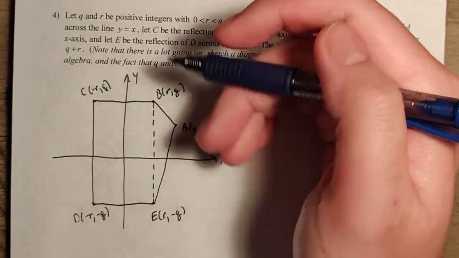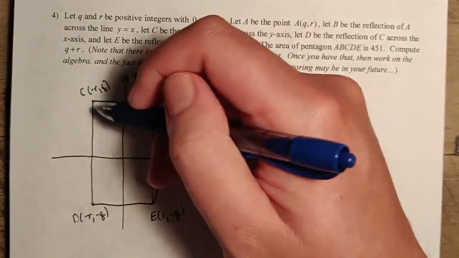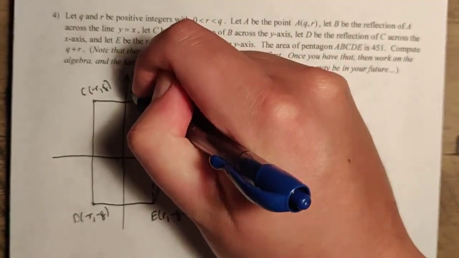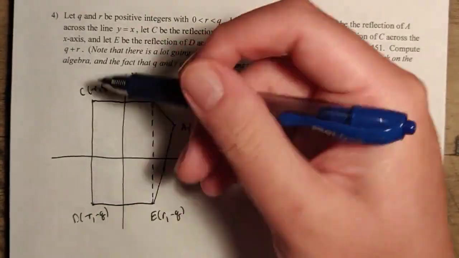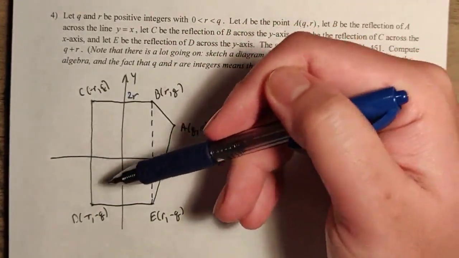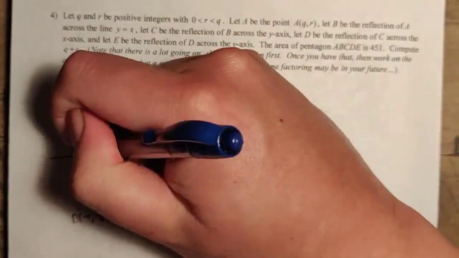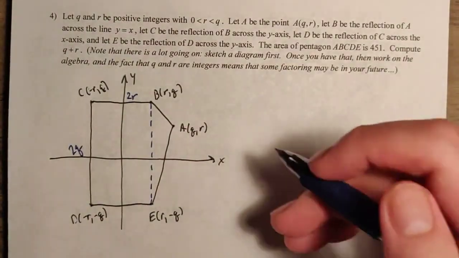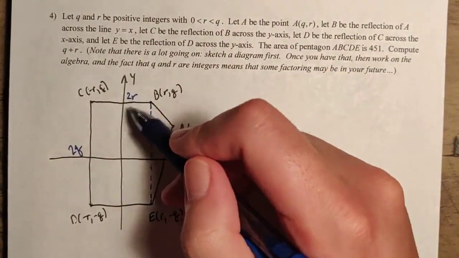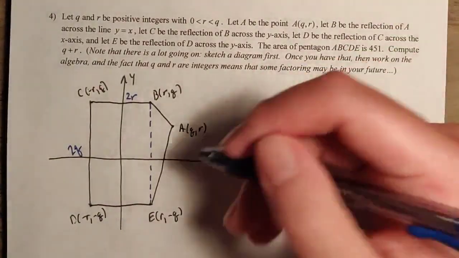Now, note that this rectangle has pretty easy dimensions here because we go from R to negative R. This is a distance of 2R here, so we have 2R in this case. And here from C to D, it's 2Q, right? Because we're Q units above the x-axis and then go Q units below it. So we have 2Q here. All right. Now, we know that the area of this is going to be 2R times 2Q, which is the rectangle. Now we need the triangle as well.